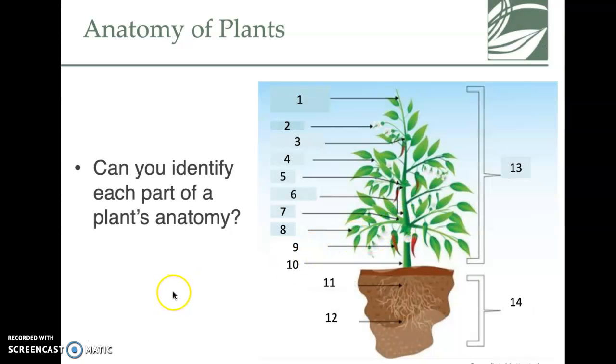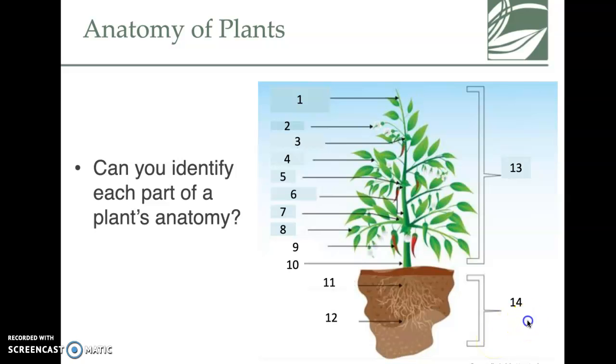So for the basic anatomy, can you identify each part of the plant's anatomy? I love that it's a pepper plant. We don't do much with peppers in floriculture. But if you look at the top part, that's the stuff we're typically worried about. We don't typically look at much of this stuff unless you're selling houseplants. But you should at least know this is the upper part of the plant. This is where the root structure is.